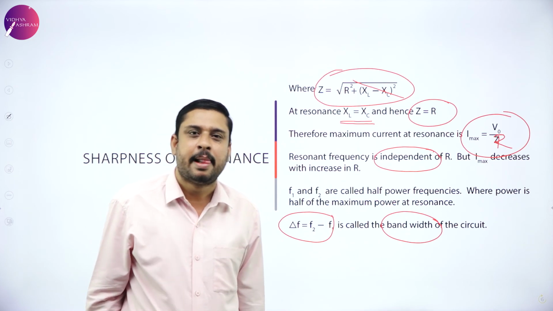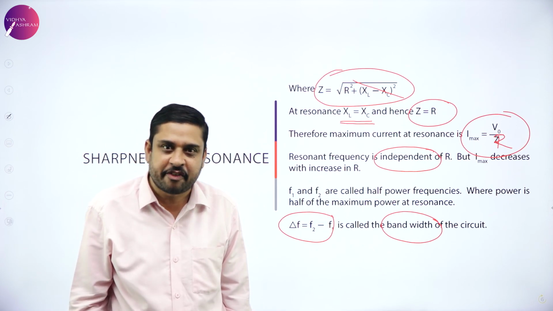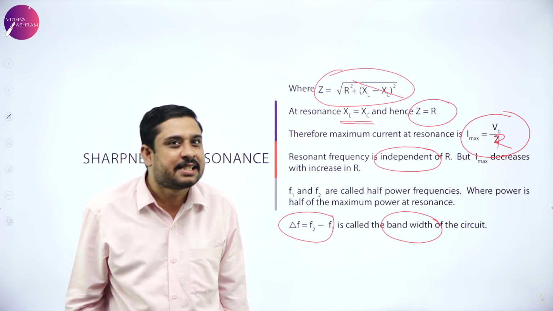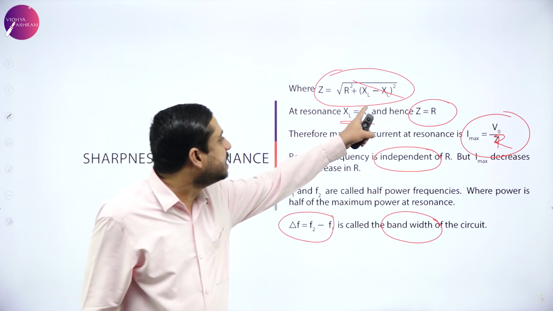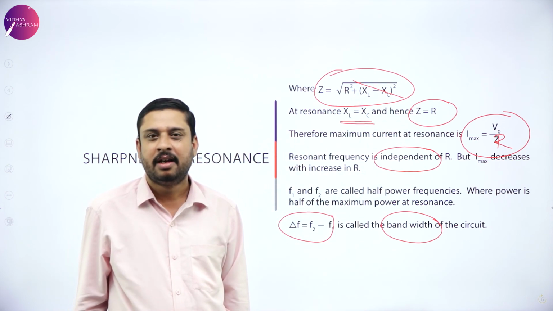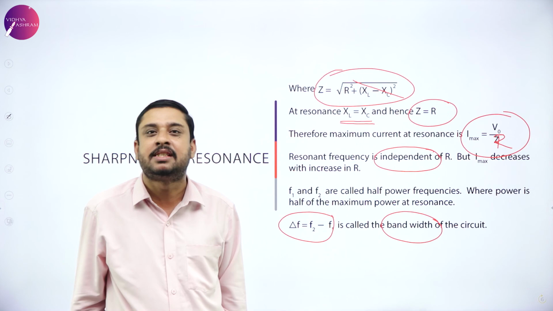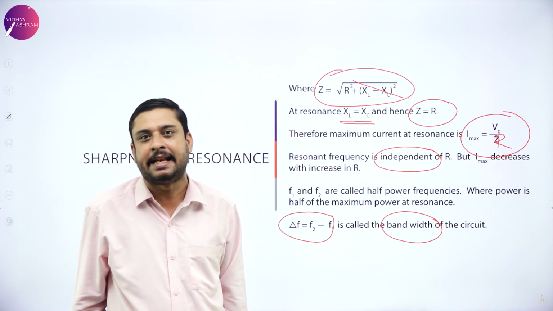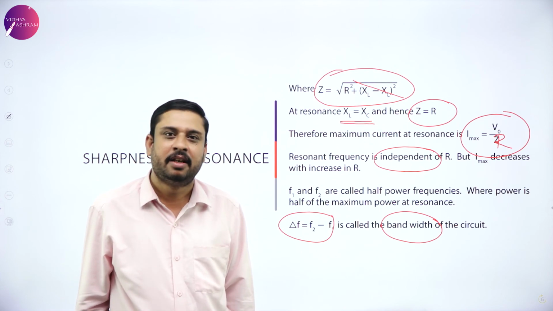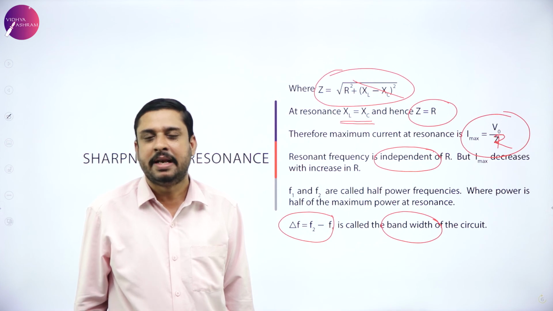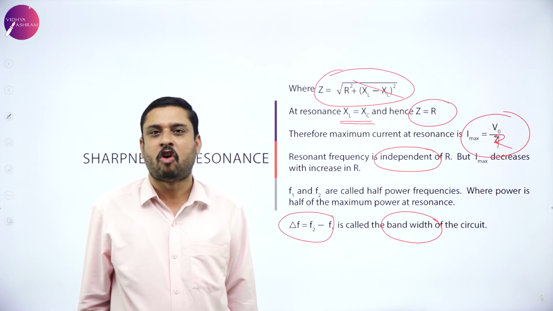So my dear students, in today's class, we have studied something called resonant frequency. At resonance, always remember, XL should be equal to XC and Z should be equal to R. We derived the expression for resonant frequency, which was independent of resistance, and we discussed something called bandwidth and sharpness of the curve. In my next session, we will study quality factor and transformer.